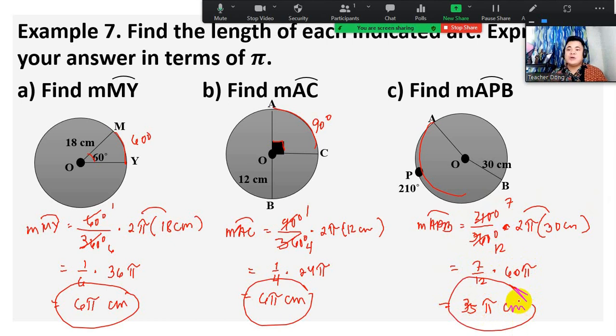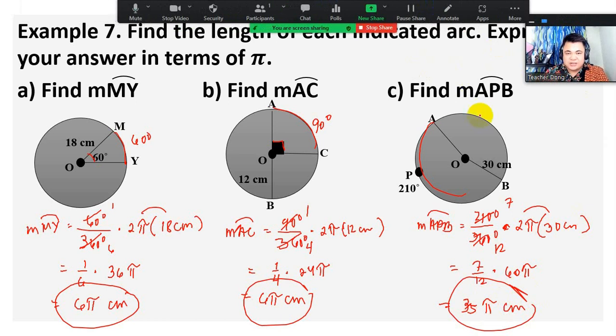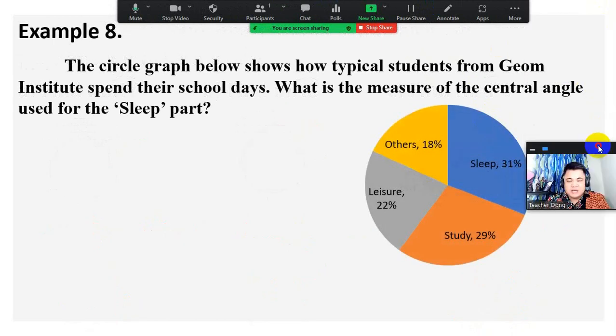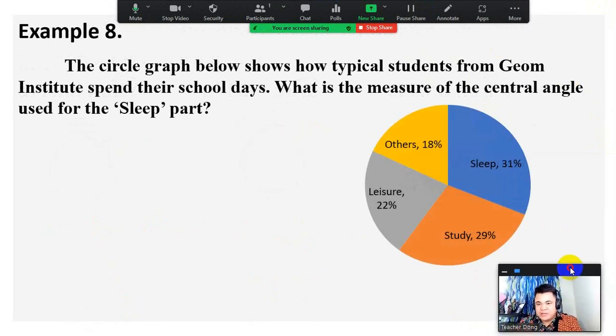So that's how you apply theorem 96 in solving for the arc length. Please don't forget the different postulates and theorems that we have discussed for today about the introduction of circles and the central angles, because we are going to use them as well in future lessons about circles. Next, problem solving.